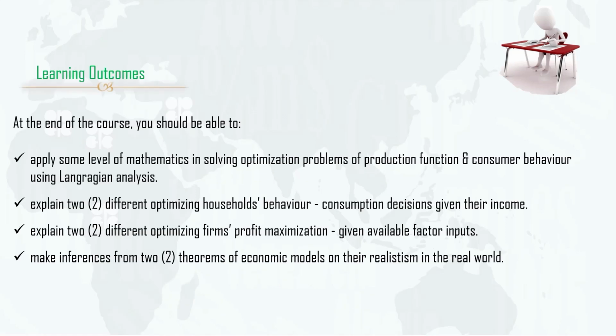The learning outcomes of this course: at the end of the course, the students should be able to apply some level of mathematics in solving optimization problems of production function and consumer behavior using Lagrangian analysis. They should be able to explain at least 2 different optimizing household behaviors under the consumption decision given their income. Also, they should be able to explain 2 different optimizing firm's profit maximization given available factor input, and make inferences from 2 theorems of economic models on their realism in the real world.